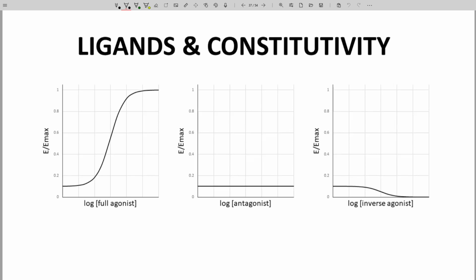Here are 3 ligand response curves for a constitutively active receptor. The full agonist curve is the same as the previous slide. The antagonist curve shows that it has no effect on constitutive activity. This curve is flat. Sometimes antagonists are called silent antagonists since they have no effect on response without another ligand.